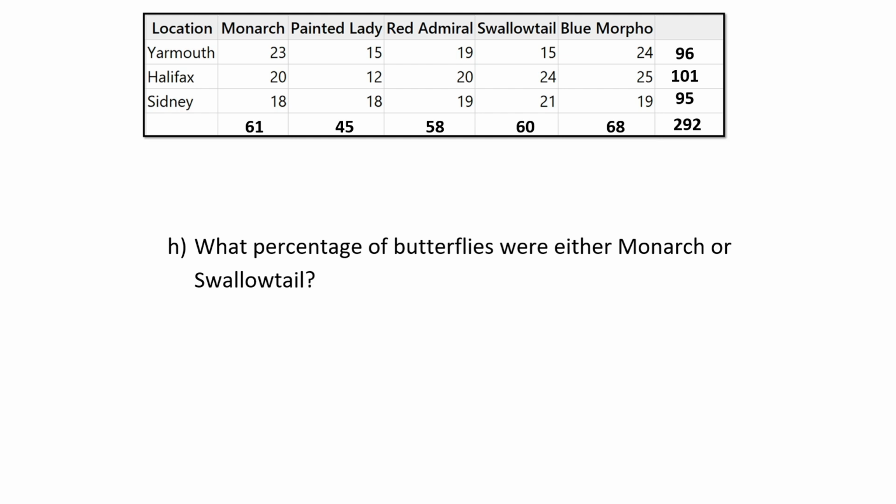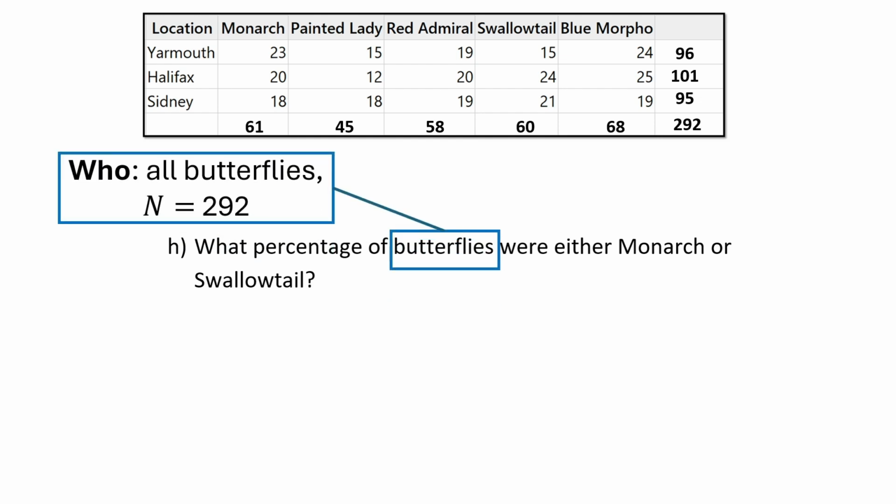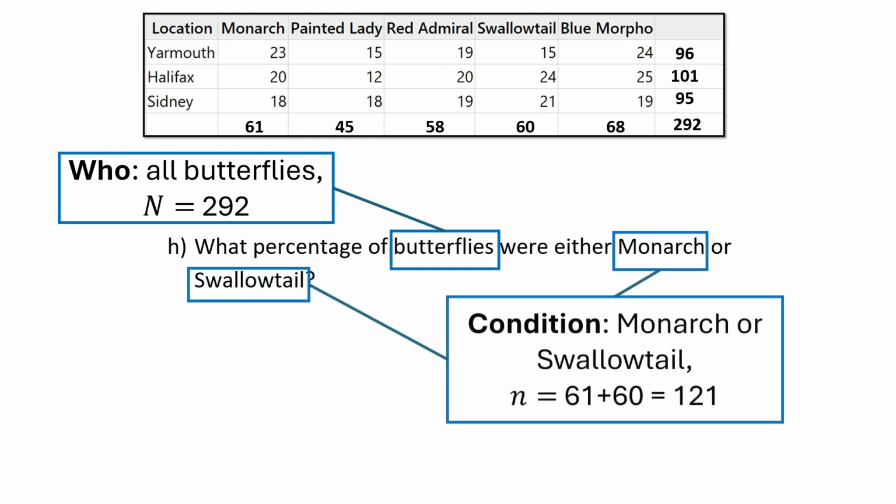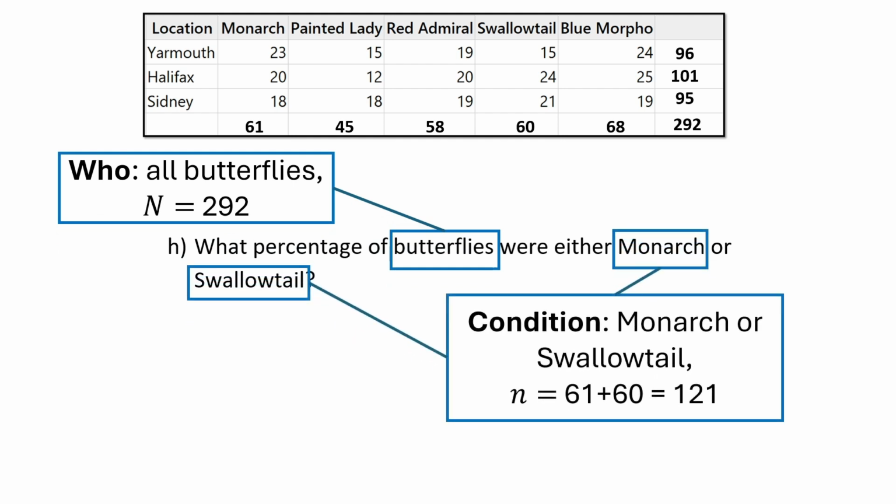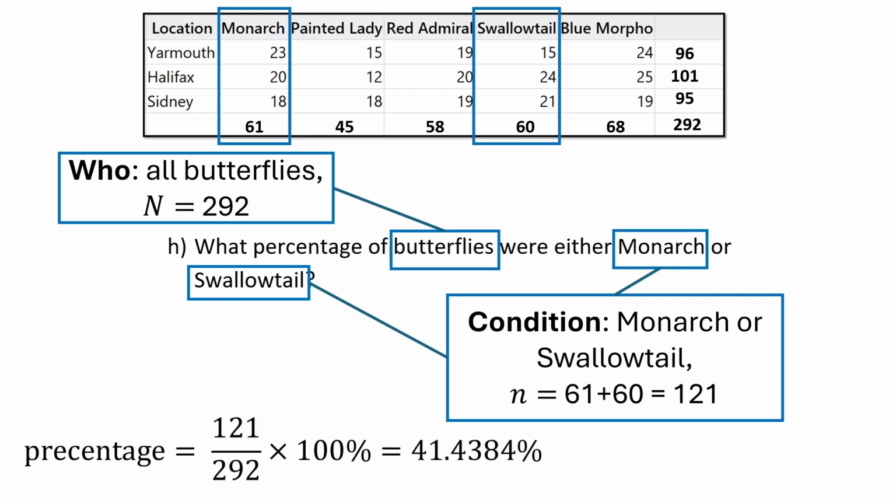Next one is, what percentage of butterflies were either monarch or swallowtail? Again, the word or gives you the hint that you're going to have to add some things together. What percentage of butterflies? Again, the who is all butterflies. We're looking at two conditions, monarch or swallowtail. So we need to look at the monarch column and the swallowtail column. 61 plus 60 gives us our total. And so it's 121 over 292, and we get our percentage.